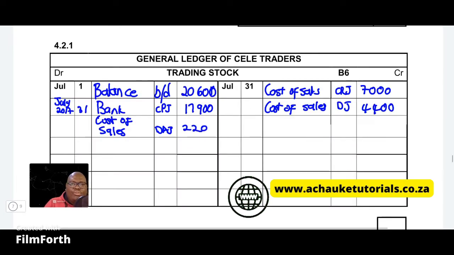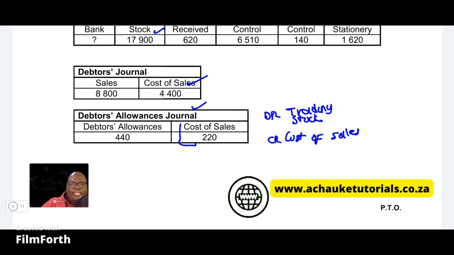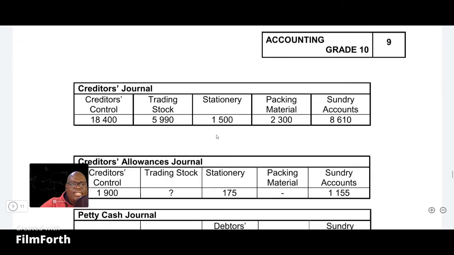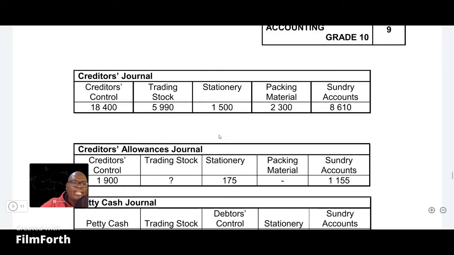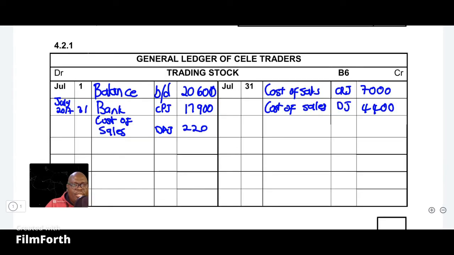And you continue with your information to check what else is relevant to us. If you look at the next subsidiary journal that we have, it is the creditors journal, and we are given trading stock, meaning that we bought something on credit from the creditors. So we're going to increase our trading stock amount. Okay, so we're going to have trading stock here being debited by creditors control.